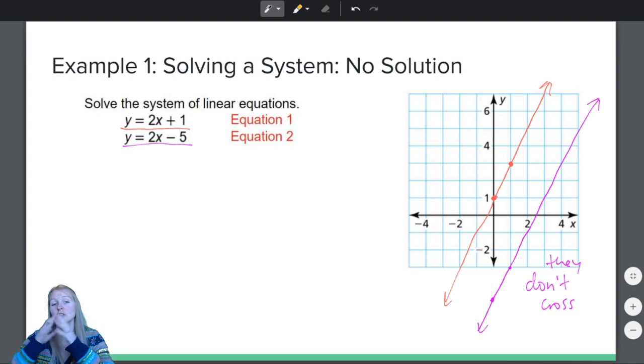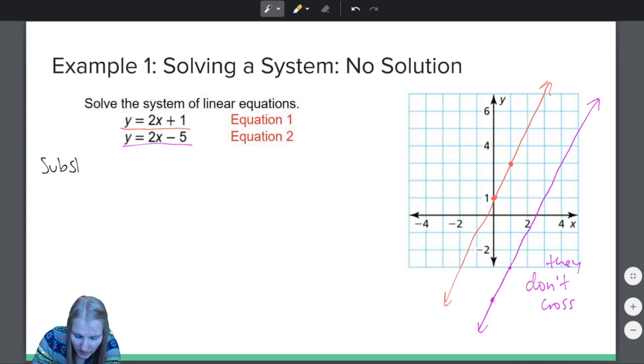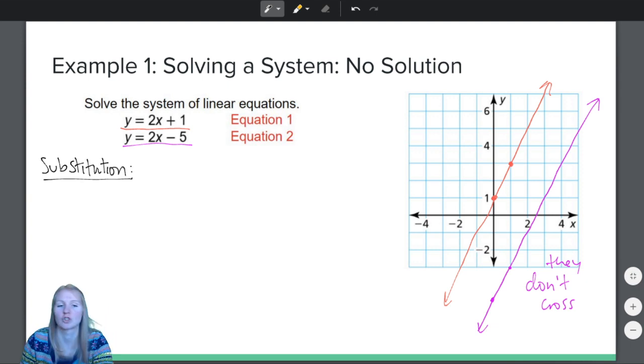Also, I could say I didn't want to graph. Say I forgot how to graph, or I just don't want to. Let's solve this by substitution. So no matter how you choose to solve this, you're going to get no solutions, and I'll show you how.